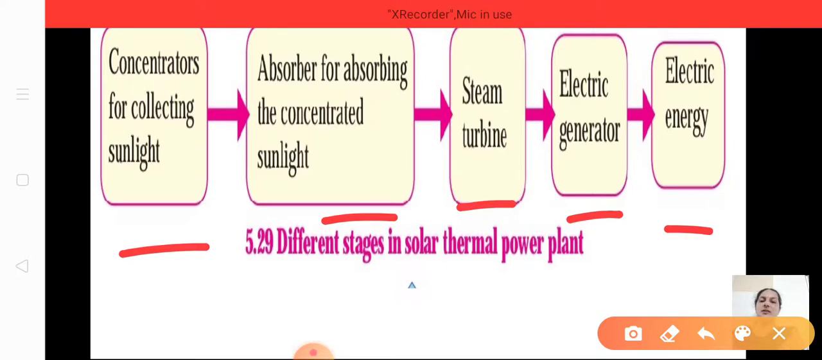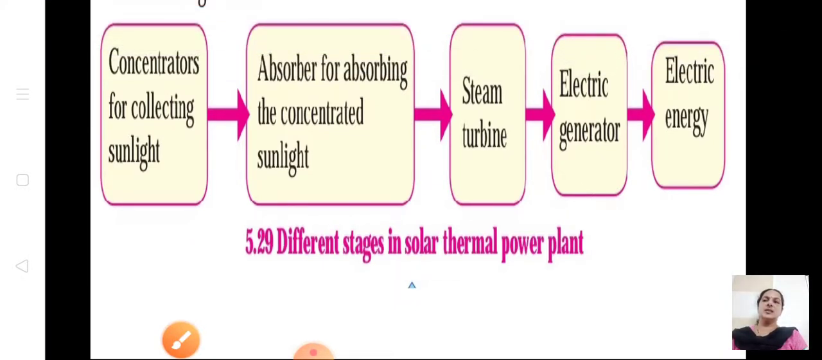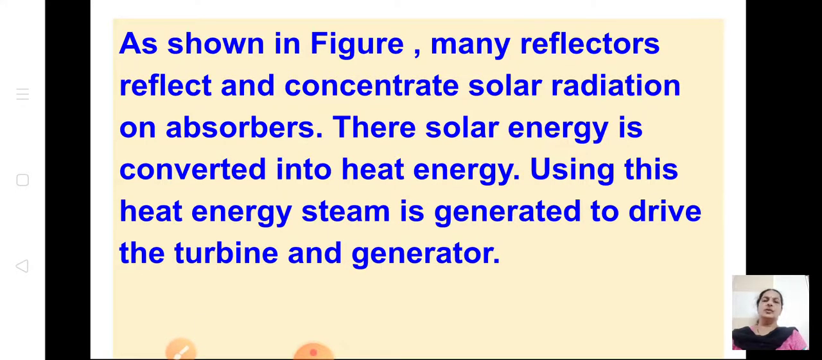First it is collected, then it is absorbed. The absorber is kept to absorb the sunlight, then it is converted into steam, that will rotate the steam turbine, which is connected to the electric generator, and then that will be converted into electric energy. You can see the schematic diagram also in this. See here, first we can see concentrators. I'll show you the figure also.